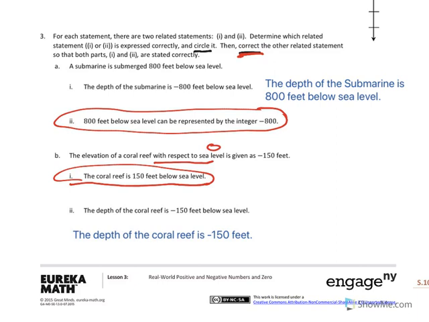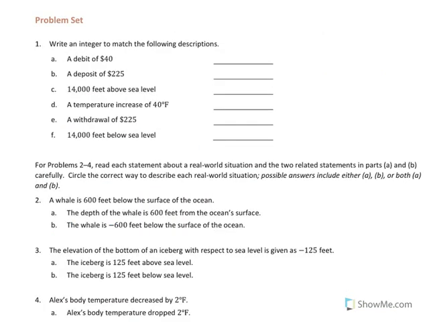So you have to write something different. And what you can end up writing is the elevation of a coral reef is negative 150 feet. That is a correct statement. We don't have to say with respect to the sea level. That was for our purposes of what we're doing. Okay, let's look at the next page.